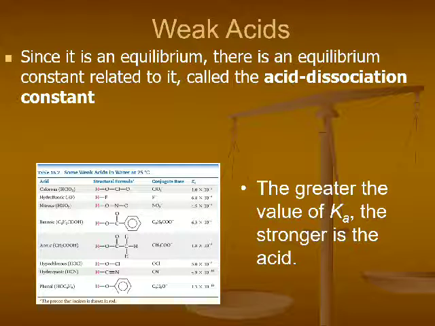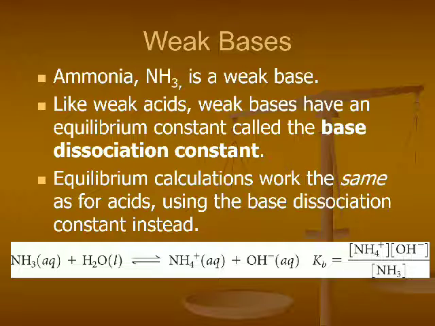Let's go now to weak acids. Since it is an equilibrium, there is an equilibrium constant related to it, called the acid dissociation constant. As you can see on the table, the greater the value of the acid dissociation constant, the stronger the acid is. Let's go now to weak bases. One example of a base is ammonia, NH3, and it is a weak base. Like weak acids, weak bases have an equilibrium constant called the base dissociation constant. The equilibrium calculation works the same as for acids, using the base dissociation constant instead.